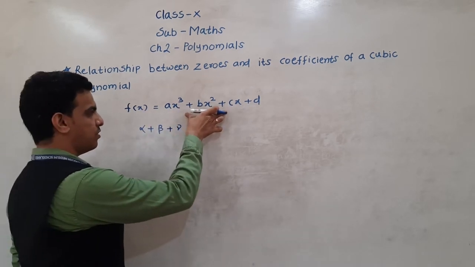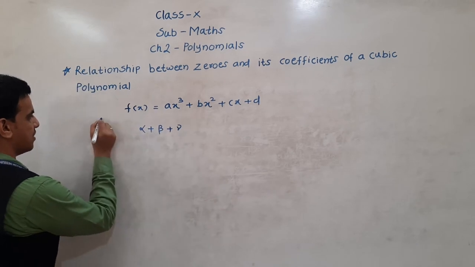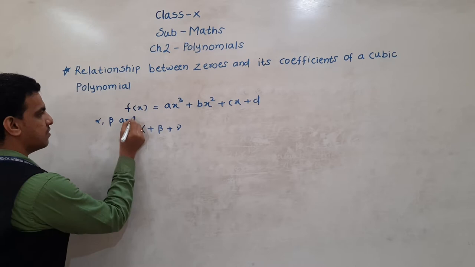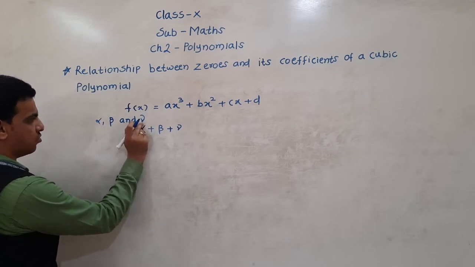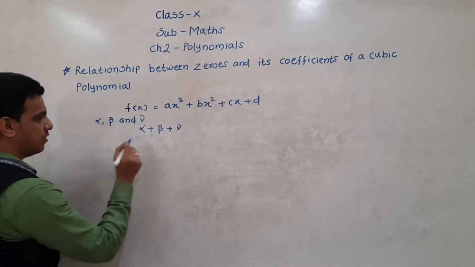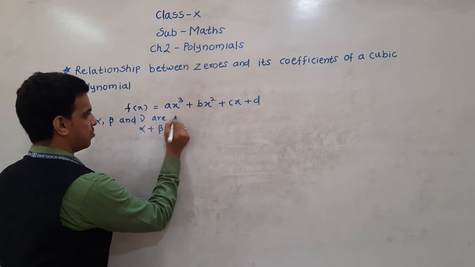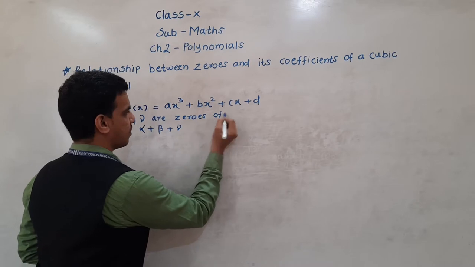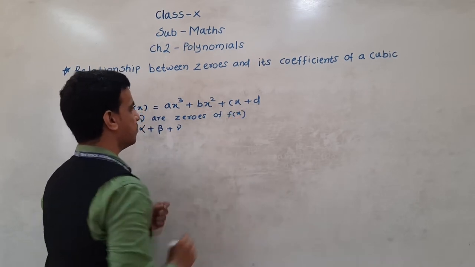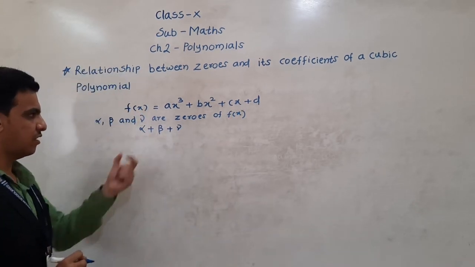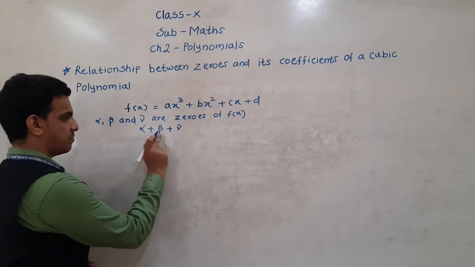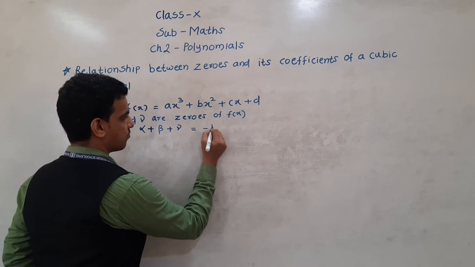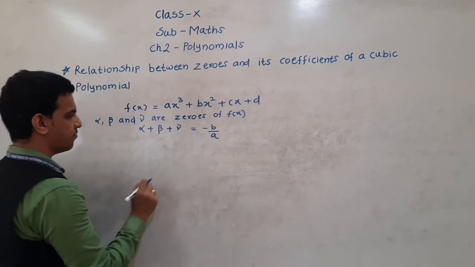This is a cubic polynomial, so there are three zeros, that is alpha, beta, and one more, that is gamma. So this one is new: alpha, beta and gamma are zeros of f of x. The three relations are, first, alpha plus beta plus gamma, that is the sum of zeros, is equal to minus b by a.